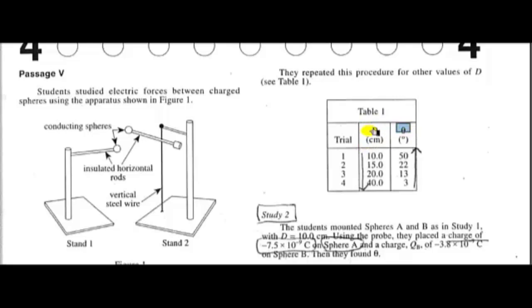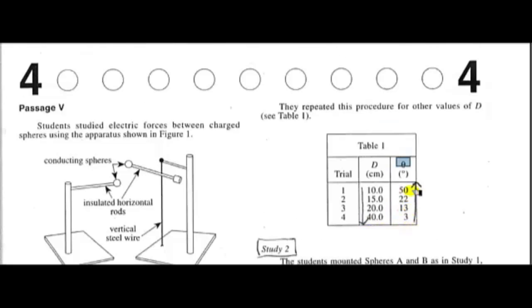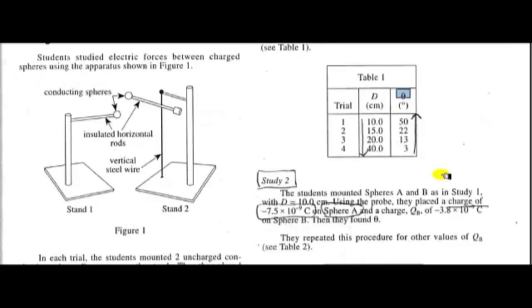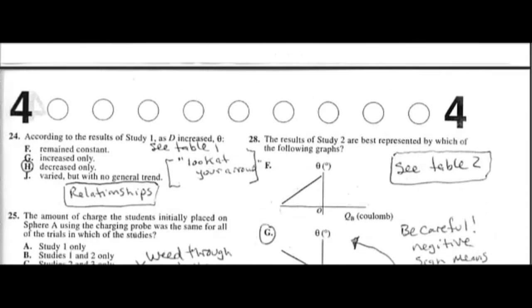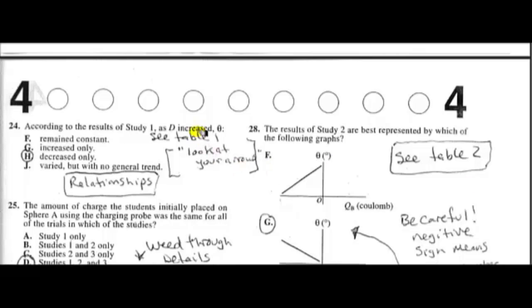It looks like as we increase the distance, theta is going in the opposite direction. So the relationship is negative. It's going in the opposite direction. As D increases, theta will decrease. So we'll look for an answer choice that says the same thing as what we just saw there. Scroll on down. As D increases, theta will decrease.